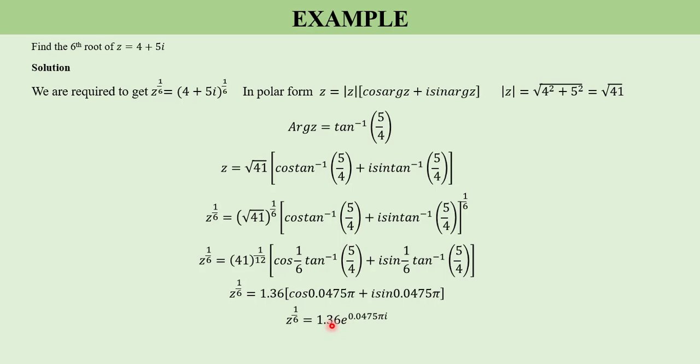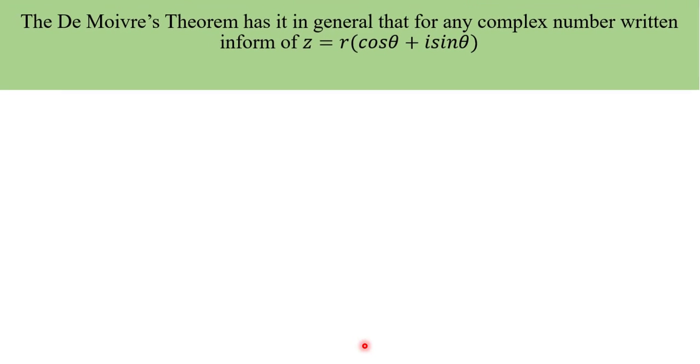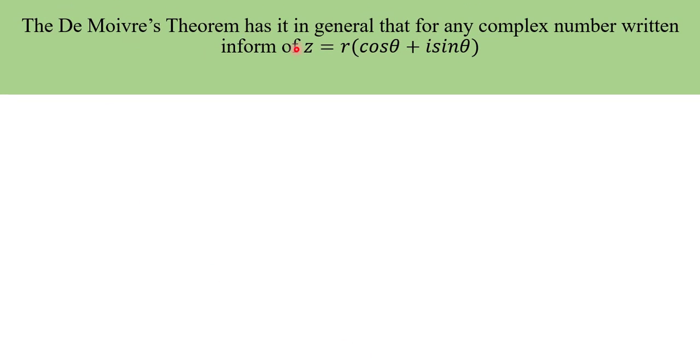There is another approach on how you can find the roots of complex numbers. De Moivre's theorem has it in general that for any complex number written in the form z is equal to r (cos theta plus i sin theta), meaning that here you have already expressed it in polar form. If the complex number given is not in polar form, you first write it in polar form.